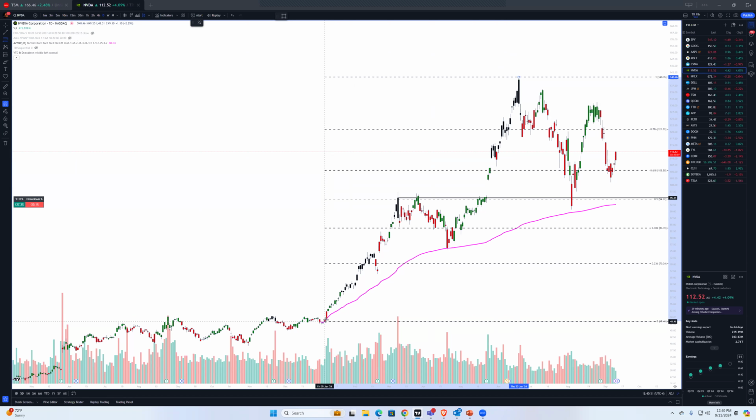So again, like I said, it's retracing to the 38.2, which inverted is the 618. So when you're looking at the extension up to there.